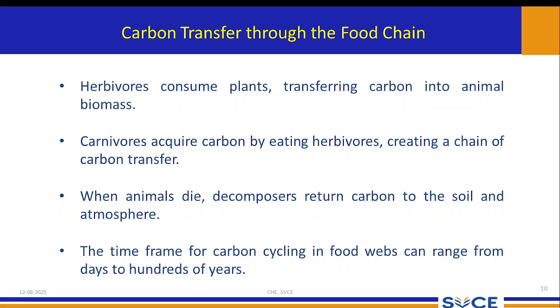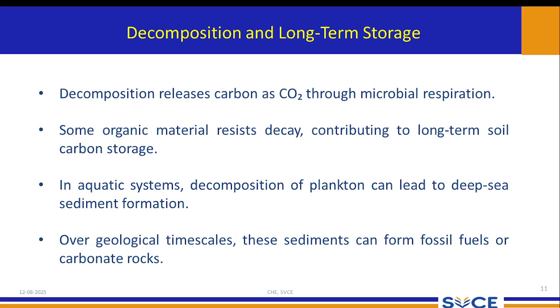Okay, the plants contain carbon. The herbivores consume plants, transferring carbon into animal biomass. Carnivores take up the herbivores, so again the carbon chain continues. Carnivores acquire carbon by eating herbivores, creating a chain of carbon transfer. When animals die, decomposers return carbon to the soil and atmosphere. The time frame for carbon cycling in food webs can range from days to hundreds of years.